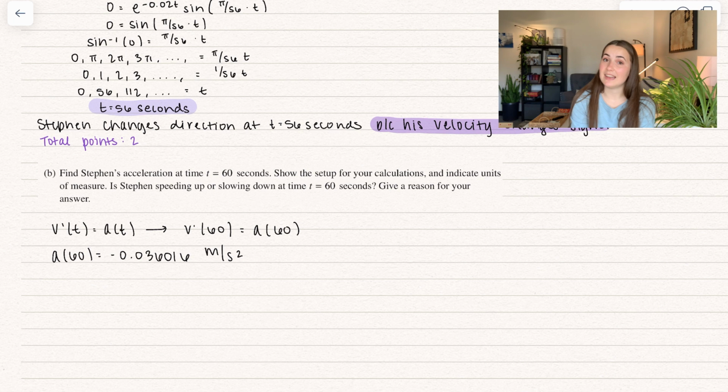Just because it has a negative acceleration doesn't mean it's slowing down. What if he's going in the negative direction? A negative acceleration in the negative direction means actually he's speeding up. A positive acceleration in the positive direction, so positive velocity, means he's speeding up. Now, if they were opposite signs, that would mean he's slowing down. So if he's going in the positive direction, but his acceleration is negative, slowing down. If he's going in the negative direction, but his acceleration is positive, he's slowing down.